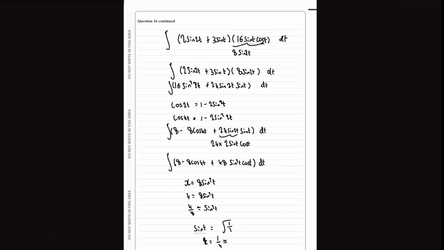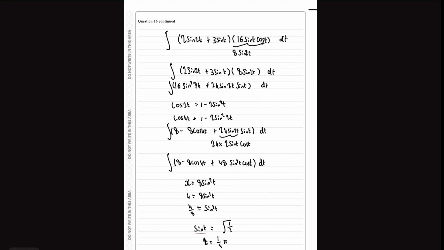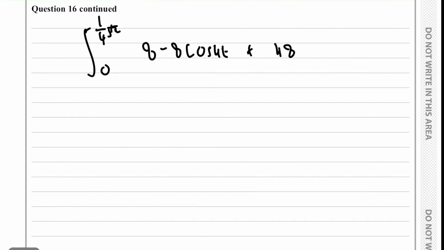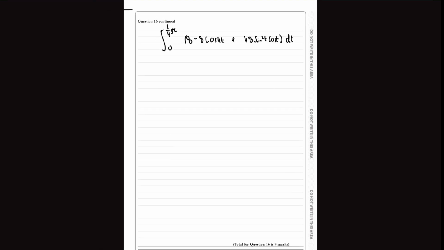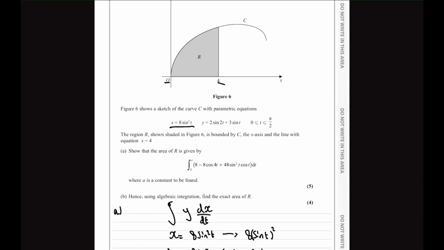So then our integral would just be the bounds being 1 over 4 pi and 0, and 8 minus 8 cos 4t plus 48, what was it, it was 48 sine squared t cos t. Now write this all in brackets, dt. Is that what the question wanted? Yep. Okay, so part B for this question wants us to find the exact area of R, right?